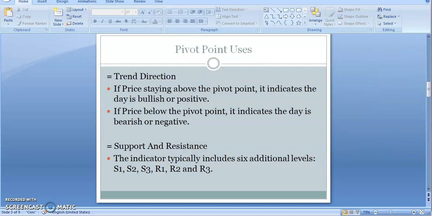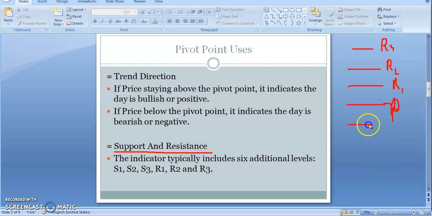Number two, we use the pivot point to find support and resistance. Here we see the pivot point, this line, and R1, R2, and R3, and below we see support 1, S2, and support 3. Once price breaks this pivot point, if you are entering here, we have to close our position, because there is resistance. So we use 6 additional levels: there are 3 supports and 3 resistances.